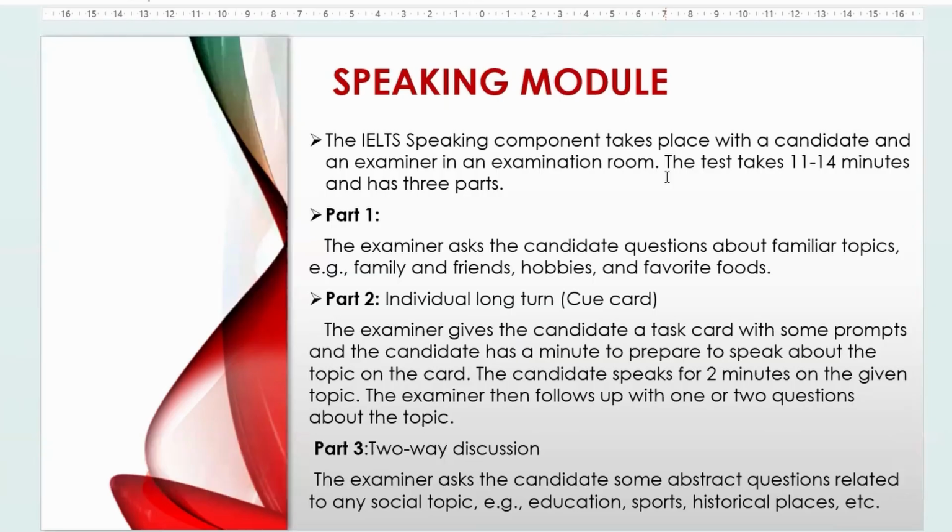Part 3 is the follow-up questions, which is widely known as two-way discussion. In this question type, the examiner asks the candidate some abstract questions related to any social topic, such as education, sports, and historical places. So part 1 goes for 4 to 5 minutes, part 2 goes for 3 to 4 minutes, and part 3 goes for 4 to 5 minutes. Altogether, it goes for 11 to 14 minutes. We will discuss more about IELTS, but in the next video we will discuss section-wise.